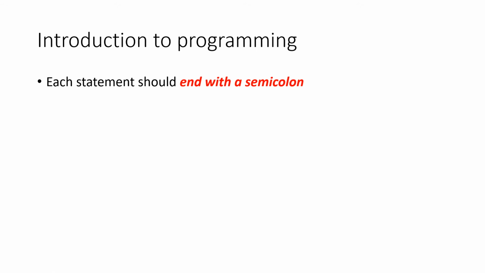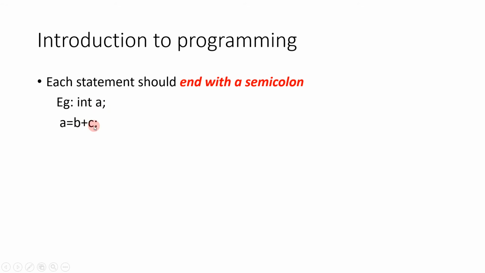One thing you should remember is each C program, each statement should end with a semicolon, and there are exceptions, and that I will be discussing at that time. Generally, statement should end with a semicolon. For example, int a, this is a variable declaration. Int a, int is a keyword and a is an identifier. Int a, you are declaring a variable and it is ending with a semicolon.